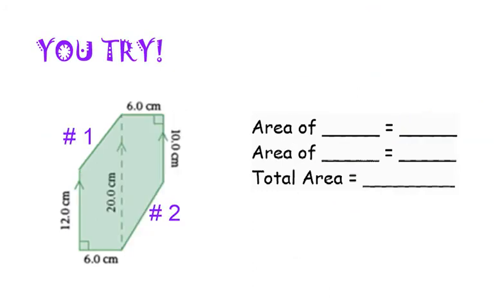All right, go ahead and try this last one. We're going to do the area of number 1 and then the area of number 2. Now keep in mind that these are trapezoids, and we have not done compound figures yet with trapezoids, but it's the same process. You use the formula on both and you add them together. So you go ahead and try it.